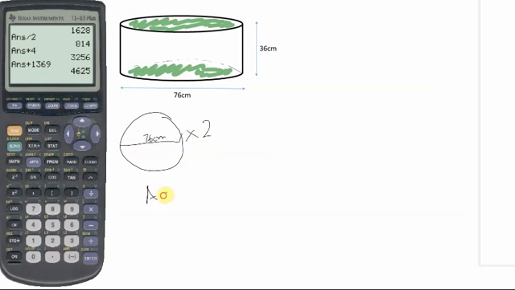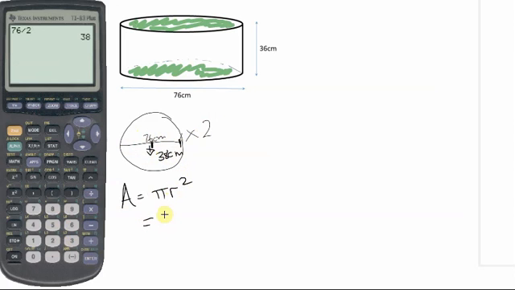Area of a circle is equal to pi r squared. Now we have the diameter, so we need to cut that in half. Just in case we forgot how to do that, 76 divided by 2. So the radius is 38. From here to here is 38, and the unit is centimeters.